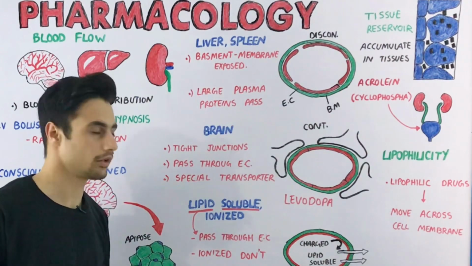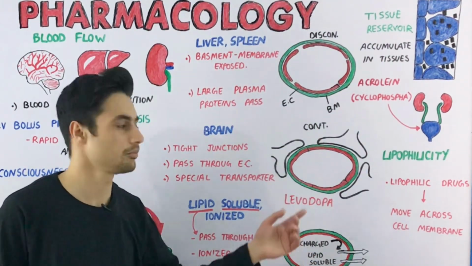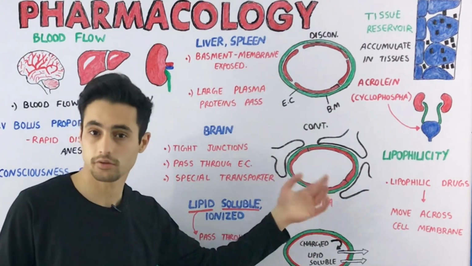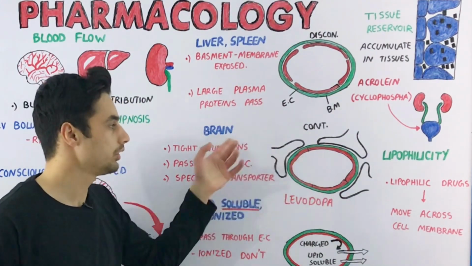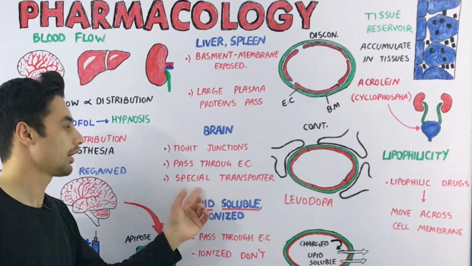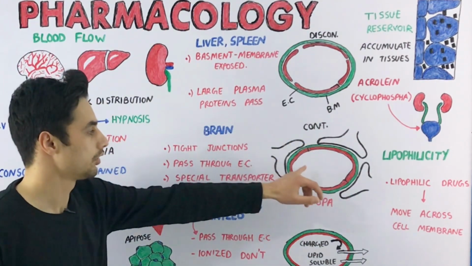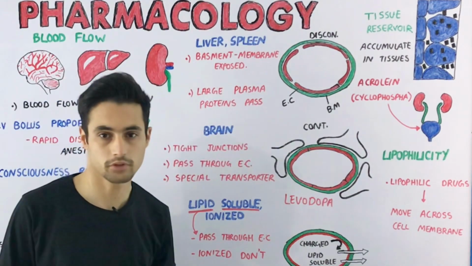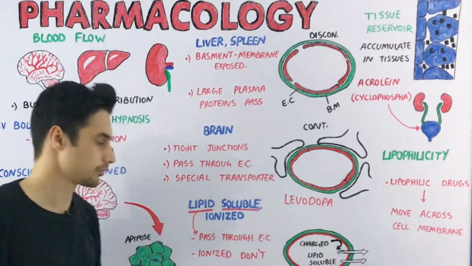In case of your brain, you have the continuous capillaries, with tight junctions between these red endothelial cells. The drug cannot pass through this tight junction. The drug has to cross through the endothelial cell. So we have special transporters which will take the drug from the lumen through the endothelial cell, and they will reach these astrocyte foot processes in case of the brain. So it will affect the drug distribution.